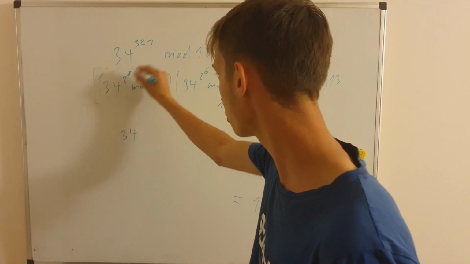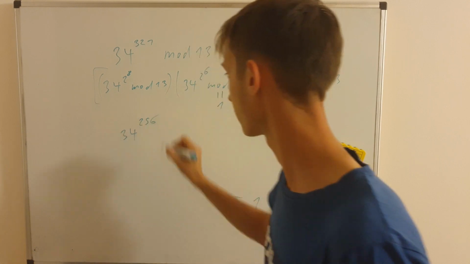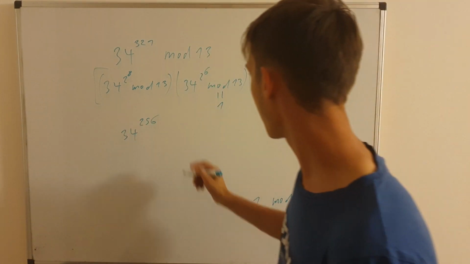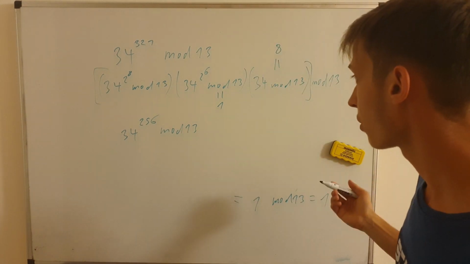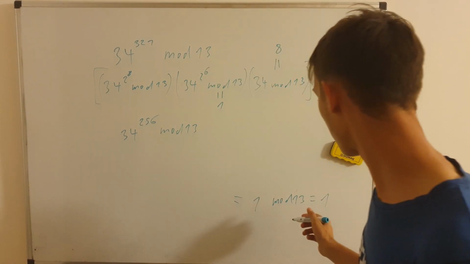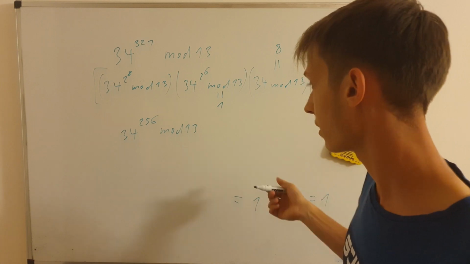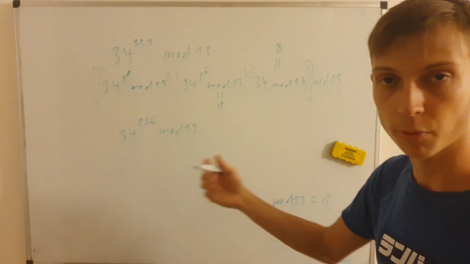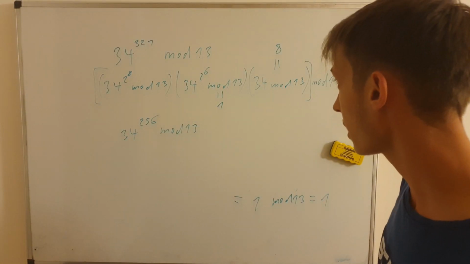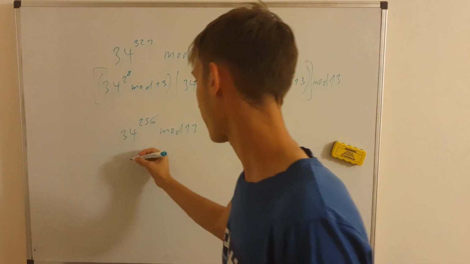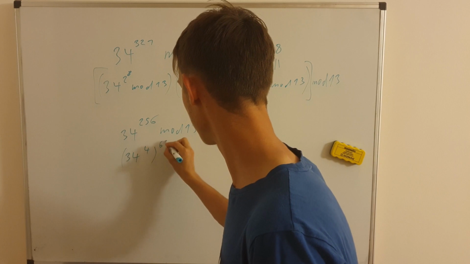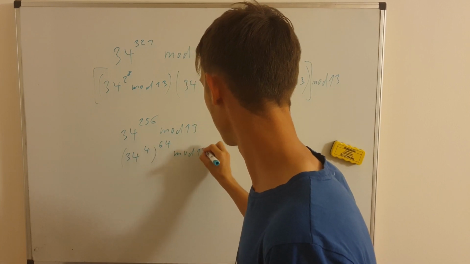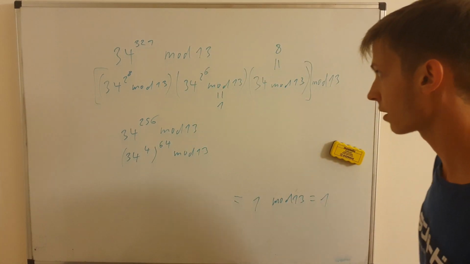34 to the 2 to the 8, that's to the 256, right? And we do mod 13. But we know that 34, but we had, first of all, we can apply it again inside. Oh, I can do it from the first step again, theoretically. This was 64. So what I can do is I can say 34 to the 4, all of that to the 64, mod 13. Alright?